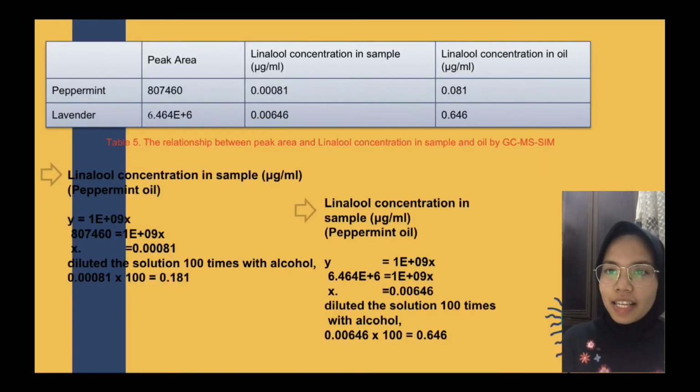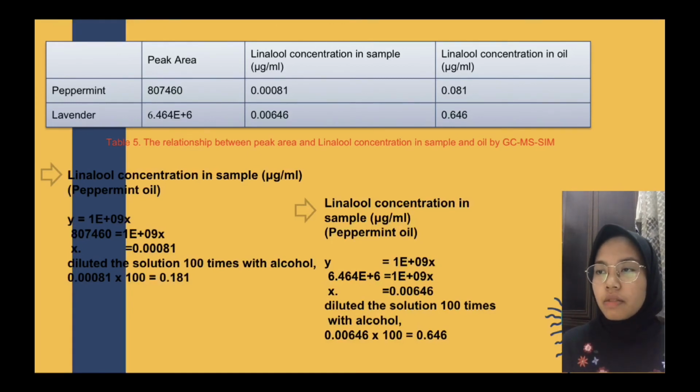Okay, lastly, table 5 shows the relationship between peak area and linalool concentration in sample and oil by GCMS and SIM. To get this value, we must do the same steps as table 1, table 2, table 3, and table 4. So for the peak area, we get 807460. And linalool concentration in sample, we get 0.0018, and in oil we get 0.018.